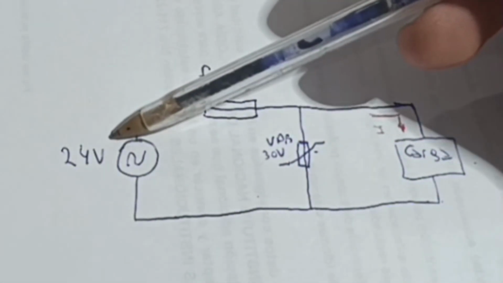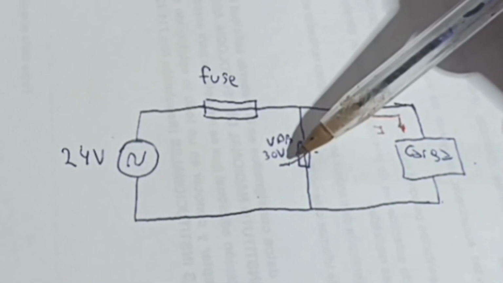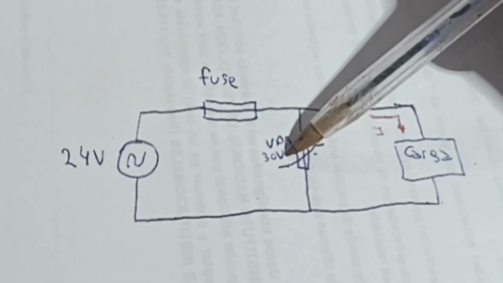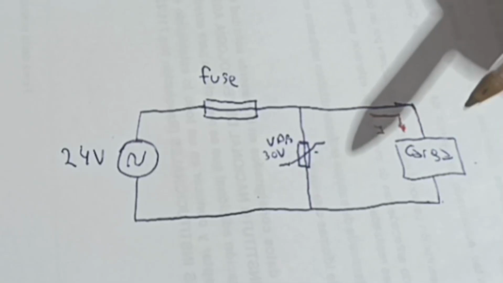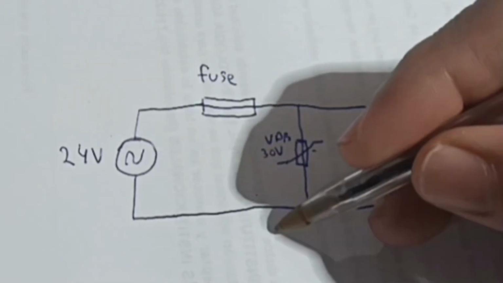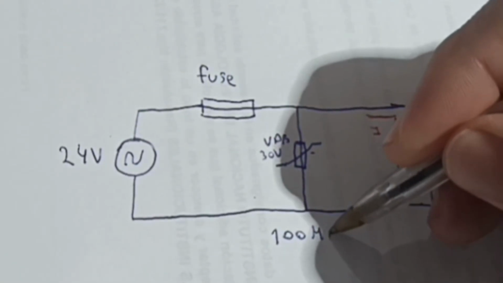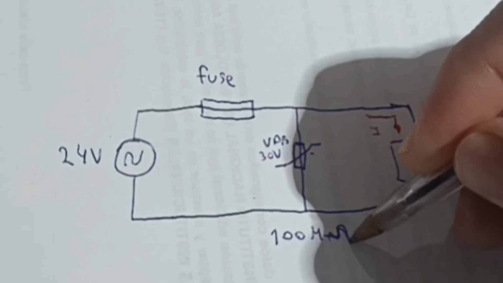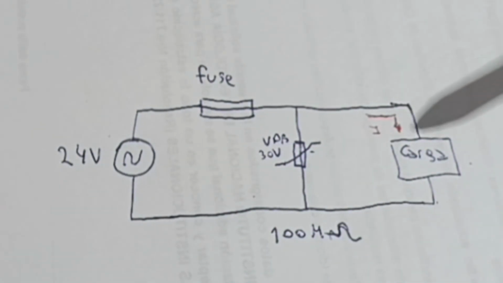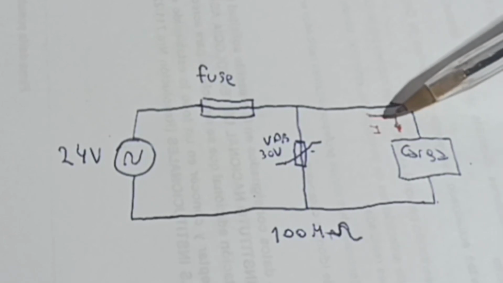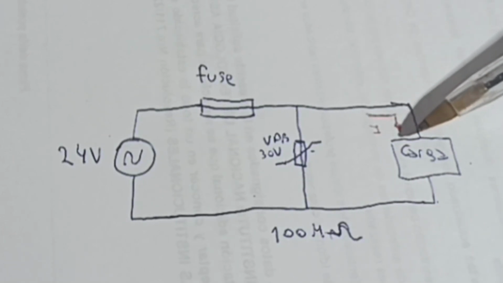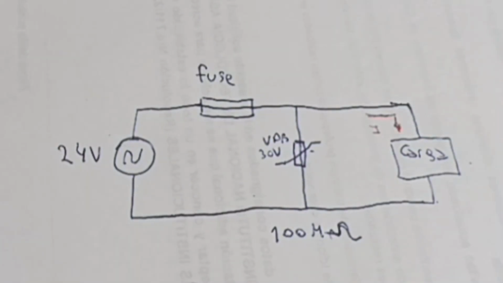Since the supply voltage does not exceed the value of the varistor, this varistor has a very high resistance. Let's assume it has 100 megohms. So the current is always going to go through the place that is easiest for it. In this case, it would be on this side. Now, what is going to happen?